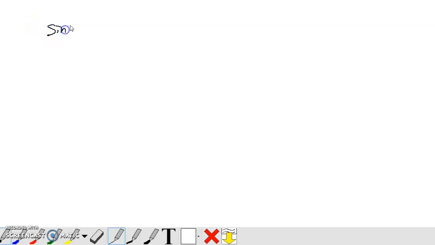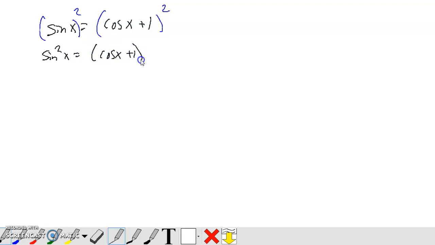Let's try another one. Sine of x is equal to the cosine of x plus 1. For this problem, what I notice is that I can't really do a whole lot. If I move something over, it's not really factorable. In order for this to become cosine, I need this to become squared. So that's exactly what I'm going to do: square both sides. If I square both sides, I'm going to get sine squared of x, and then cosine of x plus 1 times cosine of x plus 1.